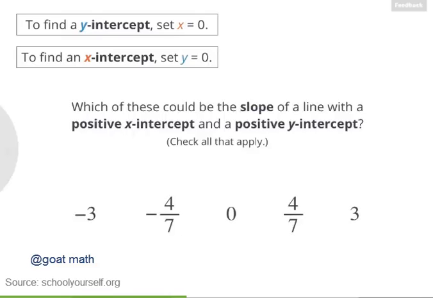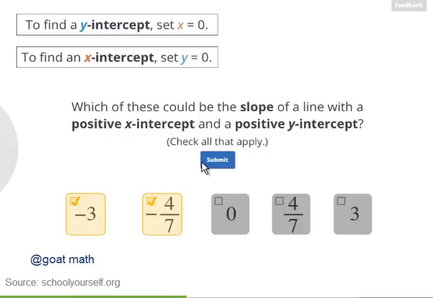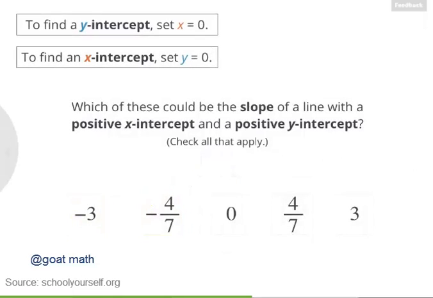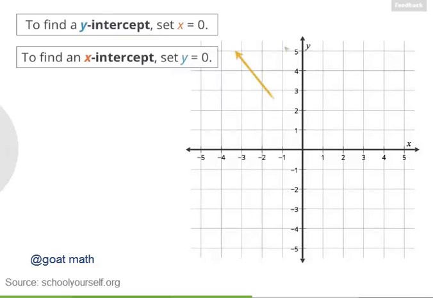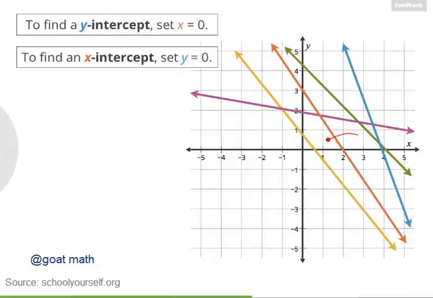Suppose a line has both a positive x-intercept and a positive y-intercept. Which of these values could be the slope of this line? Right, of these 5 values, only these 2 can be the slope because they're both negative. There are many lines you can draw that have both a positive x-intercept and a positive y-intercept. What do all these lines have in common? They all have negative slopes.